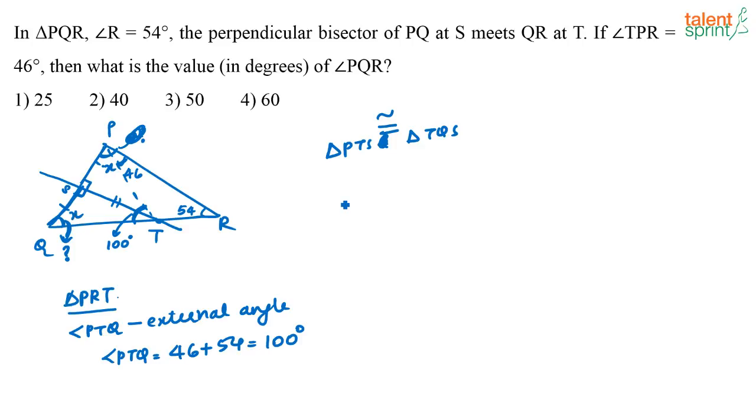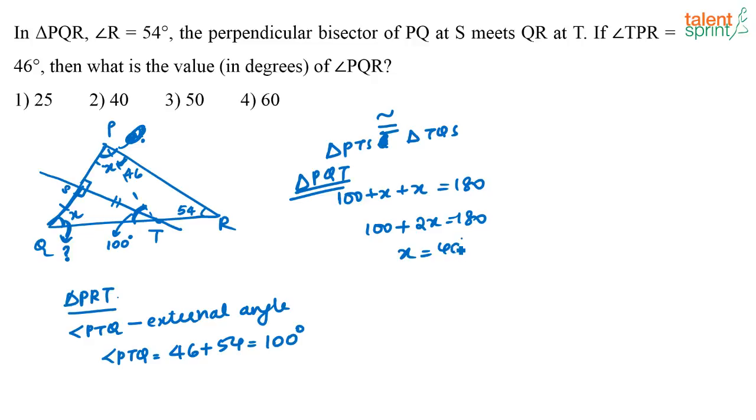So what can you say? 100 plus X plus X, that is, if you are considering the triangle PQT. If you consider that, you can say 100 plus 2x is equal to 180, or X is equal to 40 degrees. So they have asked for angle PQT, so the correct answer is 40 degrees.